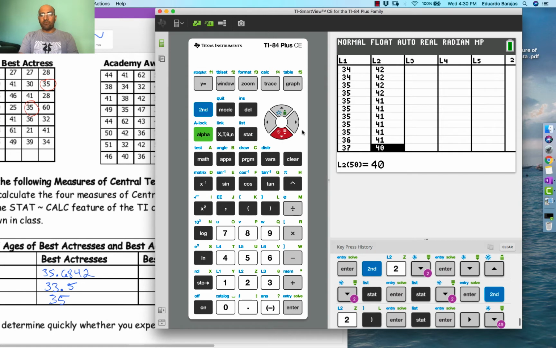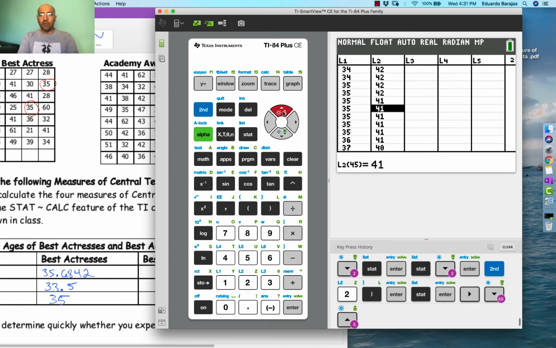Okay, 5 times for 41. 1, 2, 3, 4. Oh no. 1, 2, 3, 4, 5, 6 times for 41. And 1, 2, 3, 4, 5, 6 times for 42. So 41 and 42 are tied at 6 each.